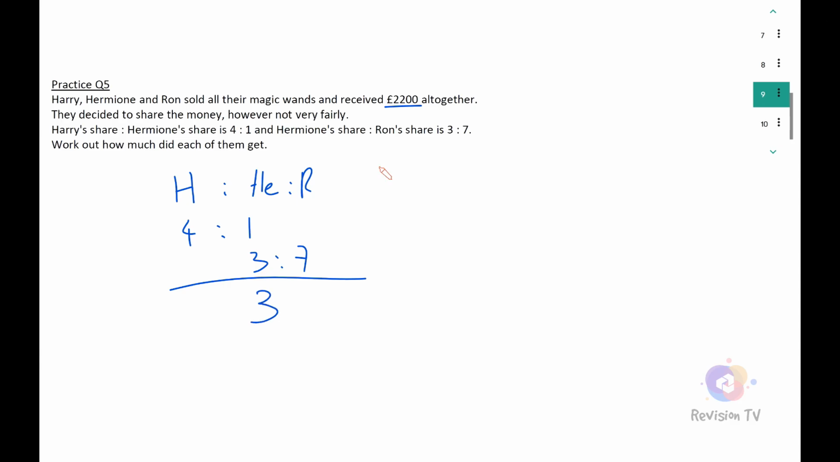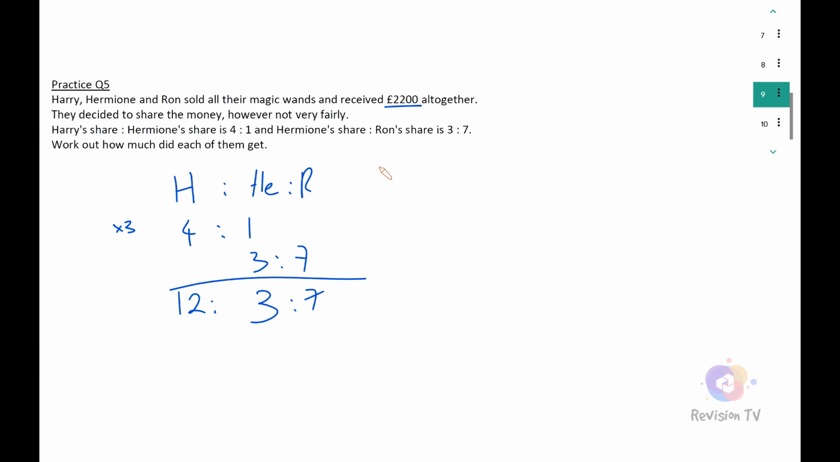So the first one, to make the 1 into 3, we times it by 3. So 4 times 3 is 12. The second one, 3 is already 3, so you don't have to do anything. So in total, the ratio they're sharing is 12 to 3 to 7. Now we're sharing £2,200 together.